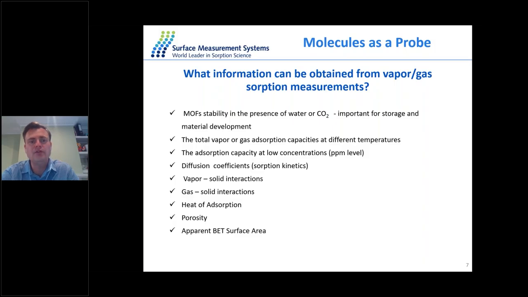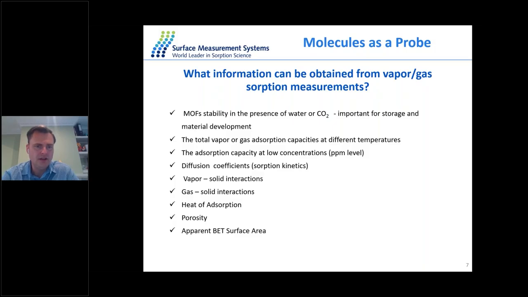We can also obtain information about the total gas absorption capacities at different temperatures. If you collect isotherms in a broad temperature range, we can obtain information about the heat of absorption. We can look at the absorption at very low concentrations, down to the ppm level. This is important for carbon capture or removal of volatile organic compounds from the air.